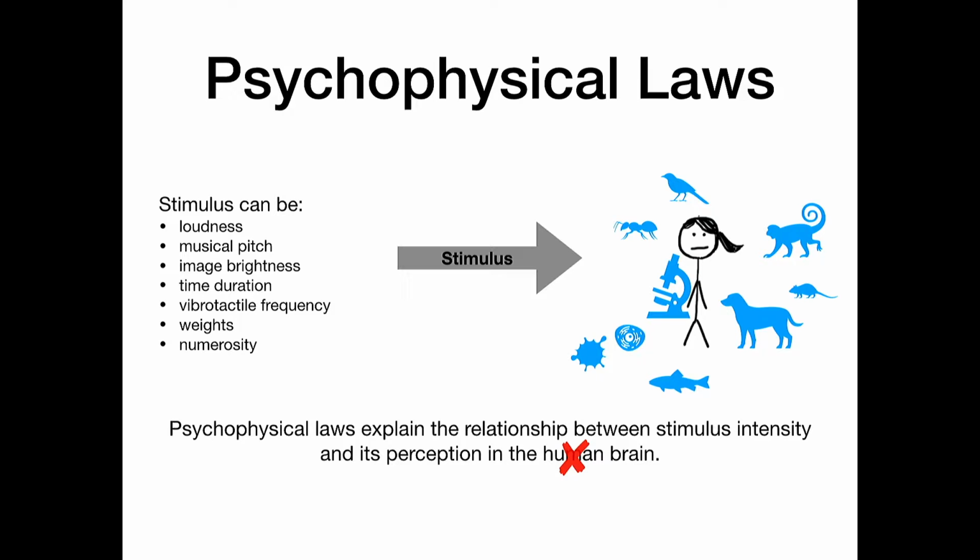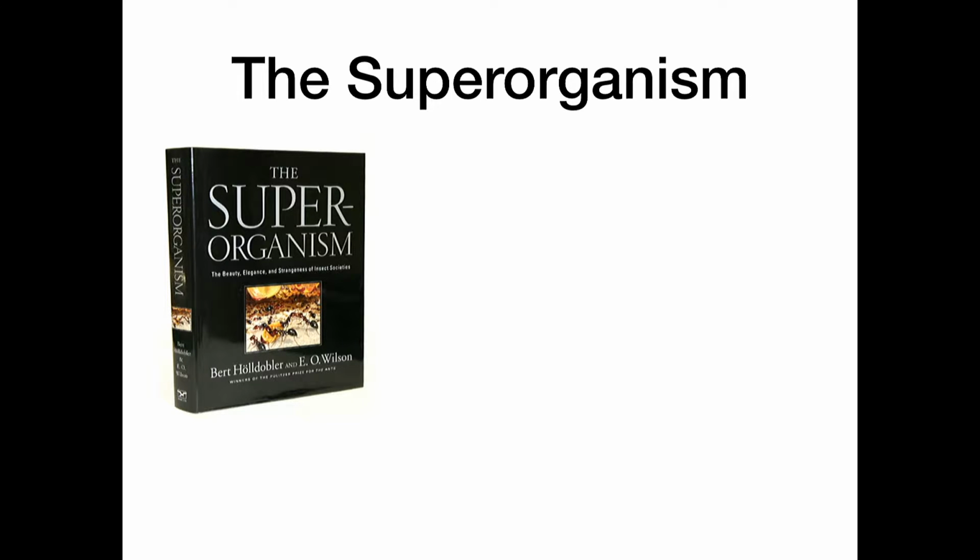This is particularly interesting because we can observe these psychophysical laws also in the absence of a brain, so in various types of organisms. What we do here is check if another type of organism follows these psychophysical laws. The organism that I will look at is the superorganism. By superorganism, we refer to the colony of insects.